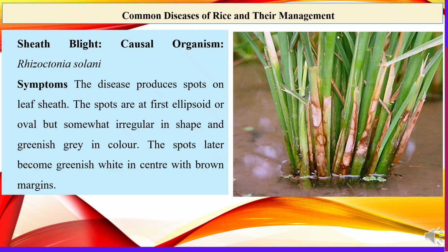Management. Avoid dense planting to improve air circulation. Apply balanced fertilizers, avoiding excess nitrogen. Remove infected plant debris from the field after harvest. Spray recommended fungicides, e.g., validamycin or carbendazim, at early symptom appearance.